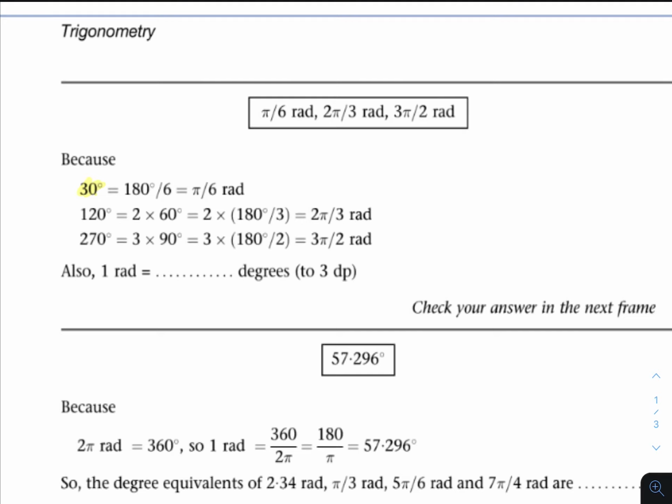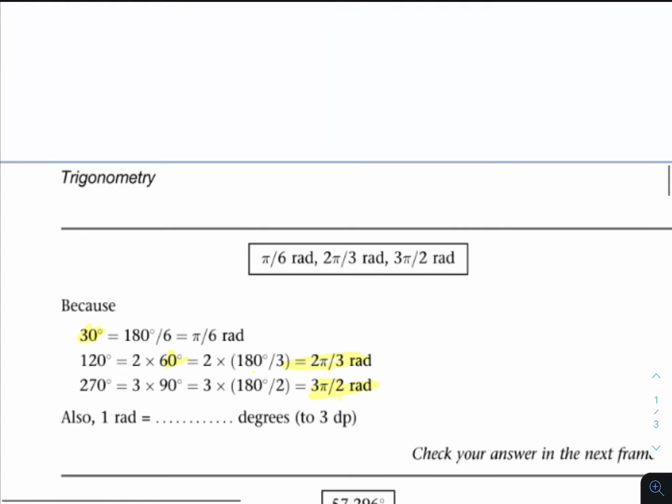So 120 degrees is equal to 2 times 60 degrees, which is what I did. So I doubled 30 degrees to get 60 degrees, and then doubled that again to get 120 degrees. So 2 times 60 degrees, which was 180 over 3. So 2 times that would be 2 pi over 3 radians. Yep, we got that right as well. And then 270, like I said, 3 times 90 degrees is equal to 3 times pi over 2, which is equal to 3 pi over 2. Correct again.